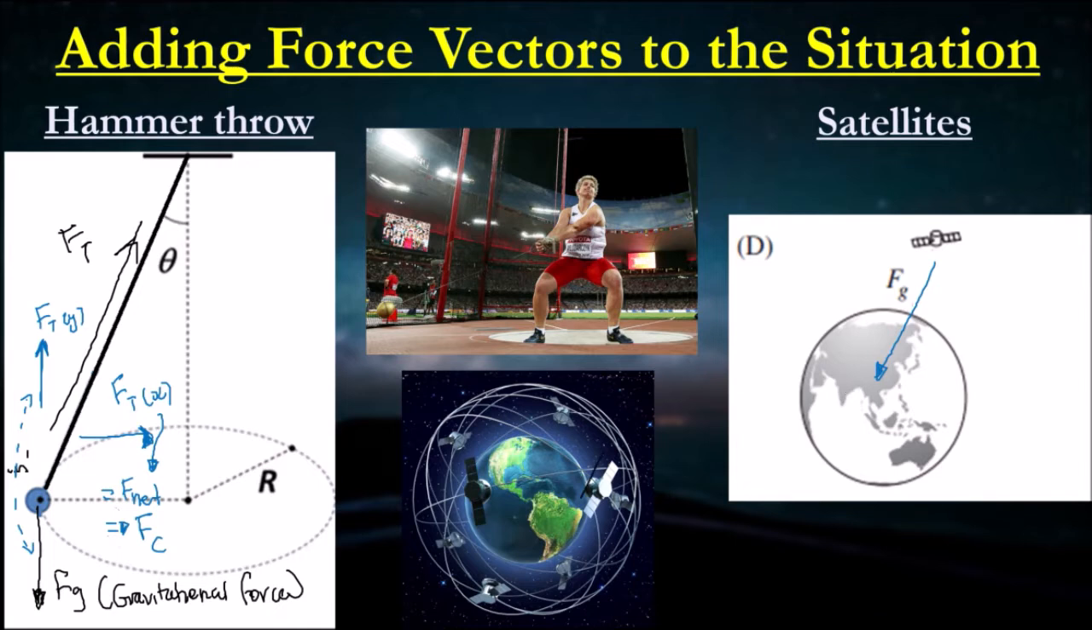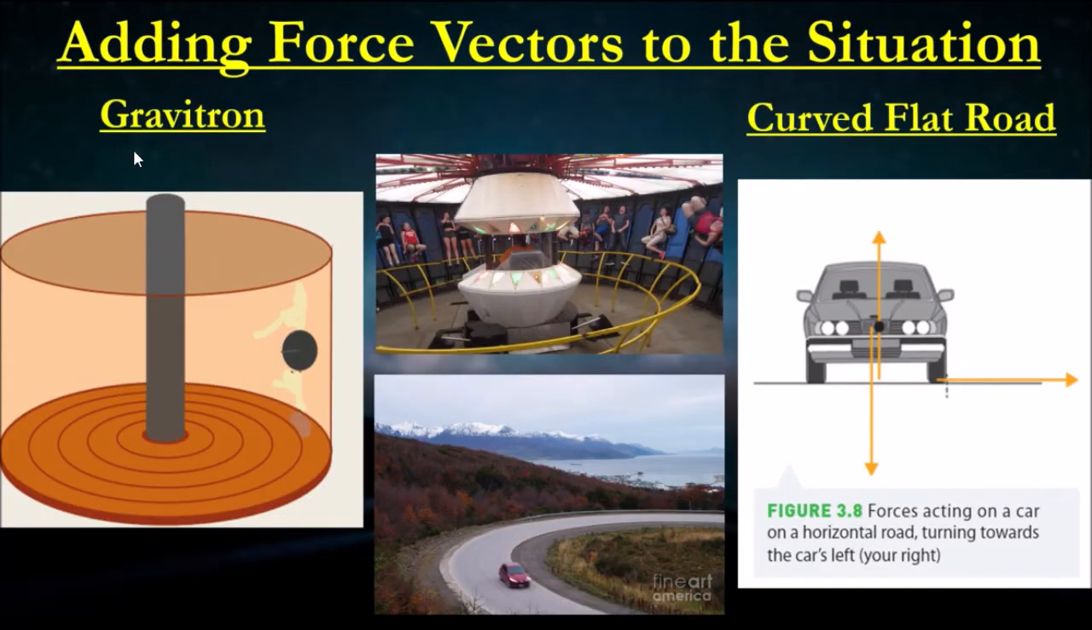Okay, so let's go to our next example. Okay, so we have a gravitron and we have a curved flat road. Now, for those who are in Sydney, Australia or Melbourne, the gravitron, you can actually find it at Luna Park. So it's one of those where the machine spins really quickly and you get stuck onto the wall. Okay, so we need to work out what is the reason or cause for this.